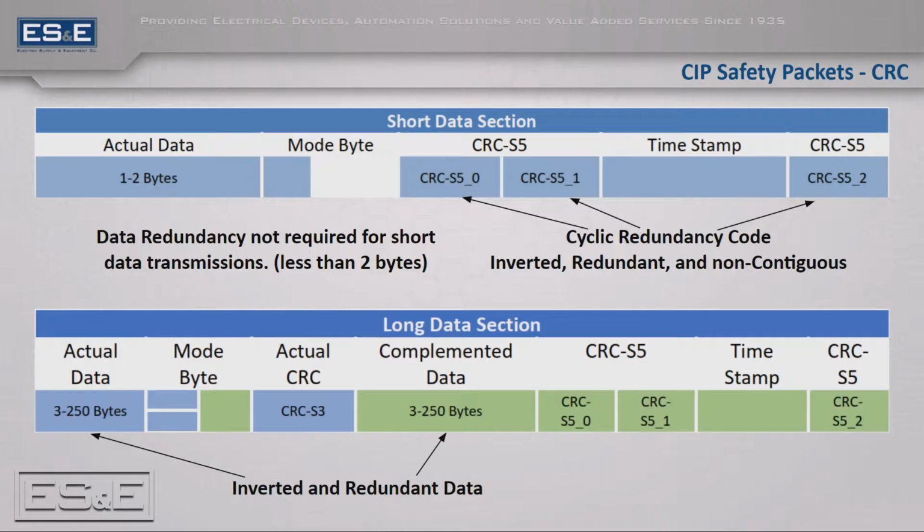Now, for longer segments of data, we're actually using data redundancy, and we're inverting the actual safety data that's coming itself. For safety information that's longer than 3 bytes, up to 250 bytes of information, we're actually using redundancy for that data as well as the CRC.